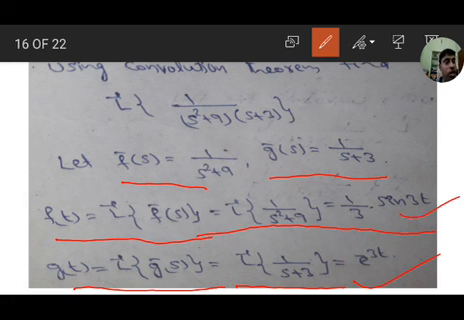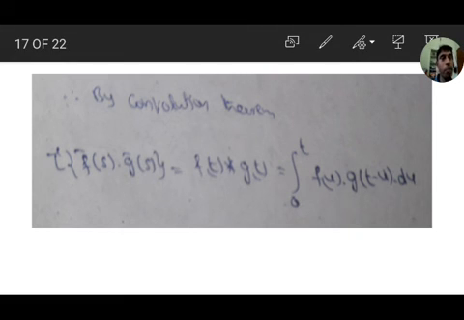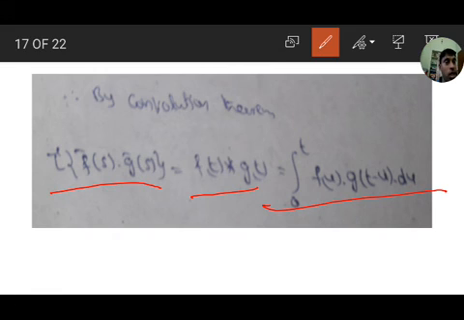So f of t is 1 by 3 into sin 3t, and g of t is e to the power of minus 3t. By using the convolution theorem, L inverse of f bar s into g bar s equals f of t star g of t, that equals integration from 0 to t of f of u into g of t minus u du.